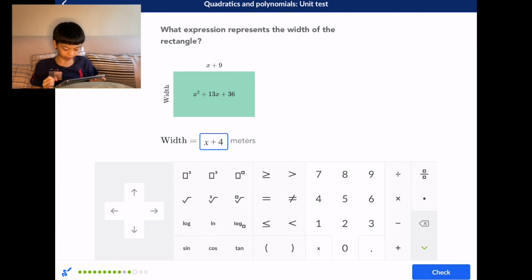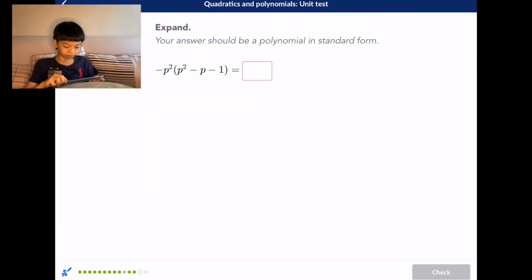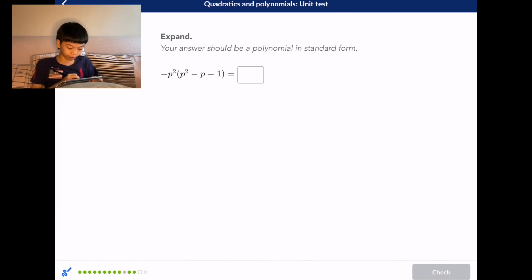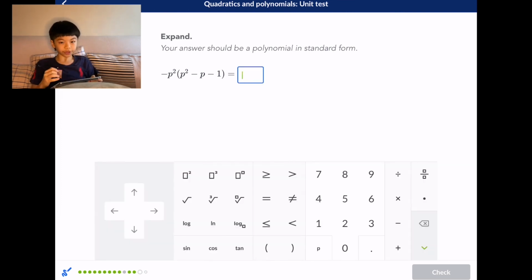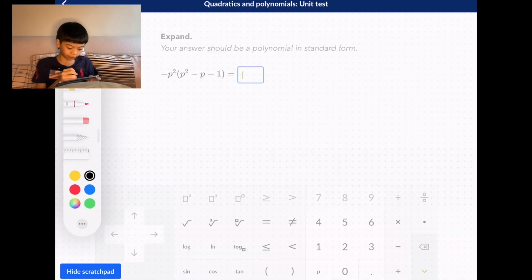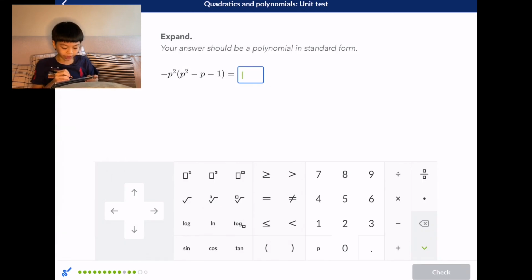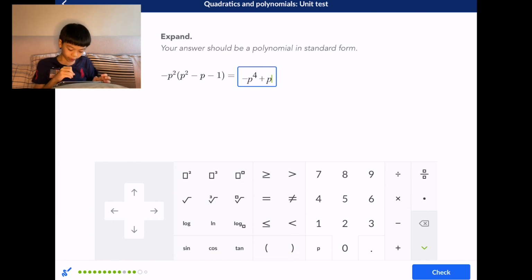Let's see if this method works. It worked. Now they want us to expand. We already know how to expand, so I'm pretty sure we can go through this. But if you want me to clarify again, this is a different type of question because over here, this is actually very simple. You do minus p to the power of 4, minus and minus equals to plus pq, plus, because minus minus plus, p squared.